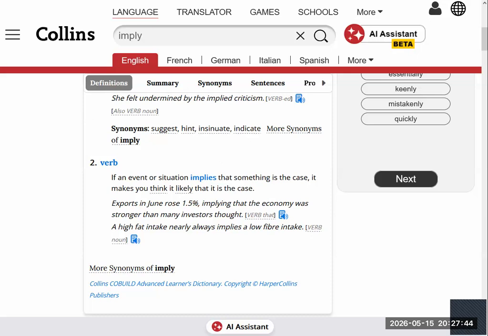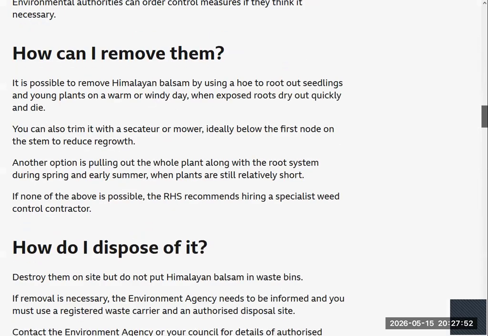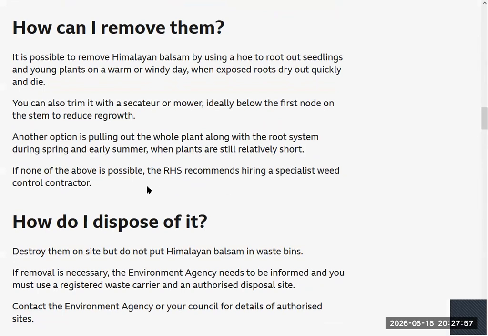Okay, let's get back to our article. Okay, so I did this one, and we've still got quite a few more to get. Oh, we're almost at the end actually, so maybe we'll just finish on this one here. Yeah. So, how can I remove them?